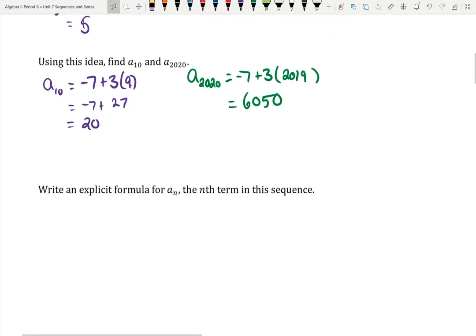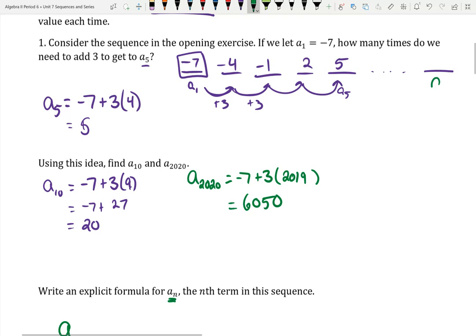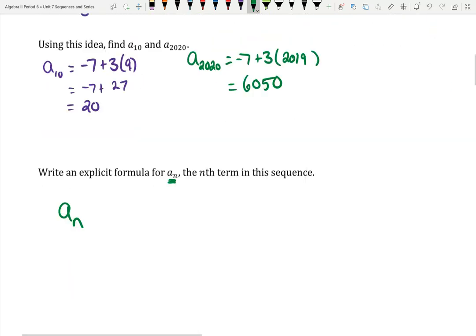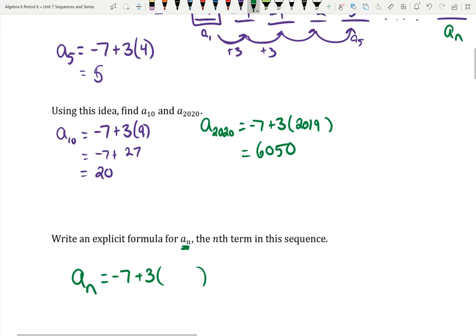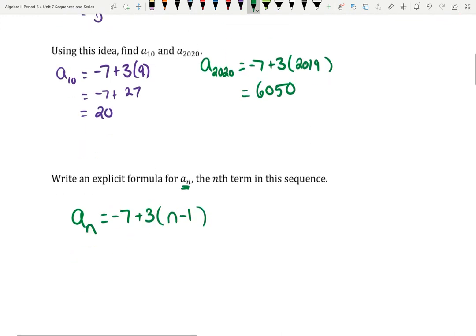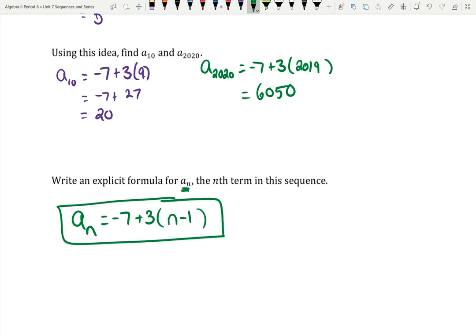So using this idea, let's write a formula for any term number n. If I want to get all the way to the nth term, how many jumps am I going to have to make? Well, we start at -7. I keep adding 3, but notice it's always 1 less. So it's going to be n minus 1 jumps. This is my explicit formula for this arithmetic sequence.